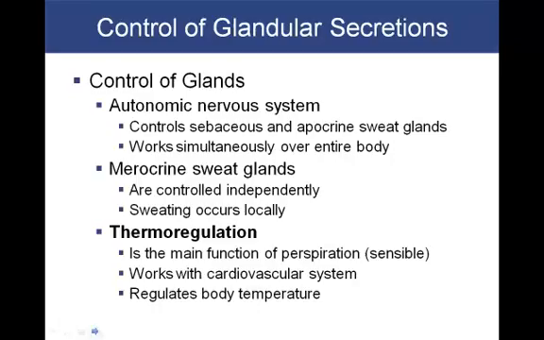So what controls these glands? Well, the autonomic nervous system aids in the control of both sebaceous and the apocrine sweat glands. And when the autonomic nervous system signals these glands, the effects control glands all over the body. So we would think of both the sebaceous and the apocrine sweat glands as being global, referring to all over the body.